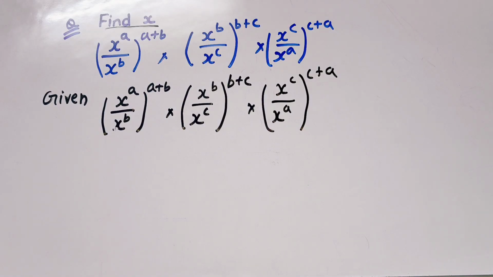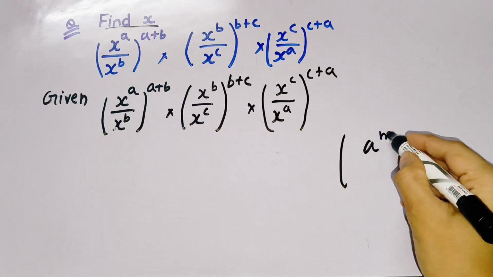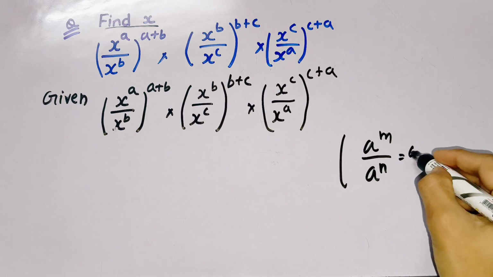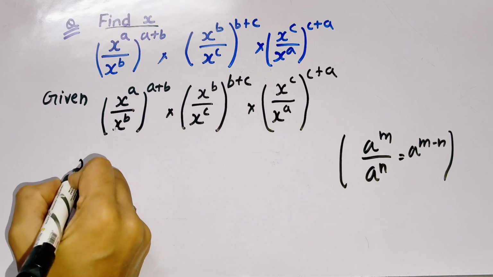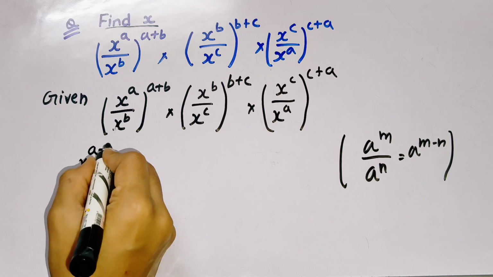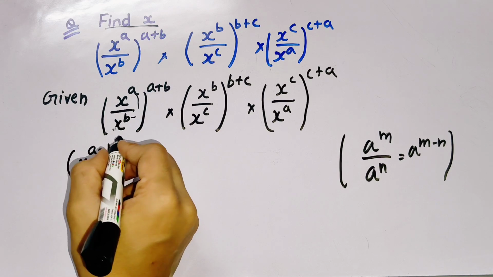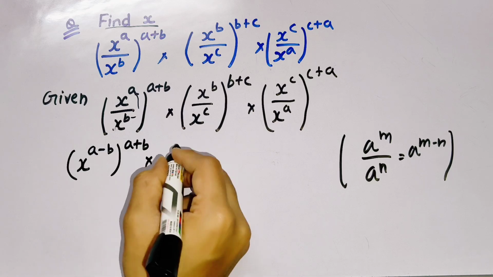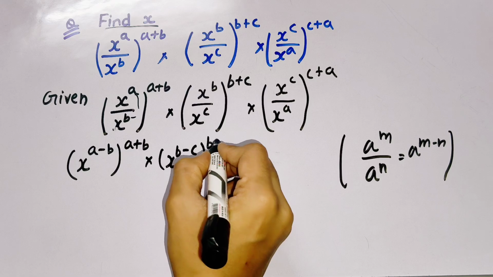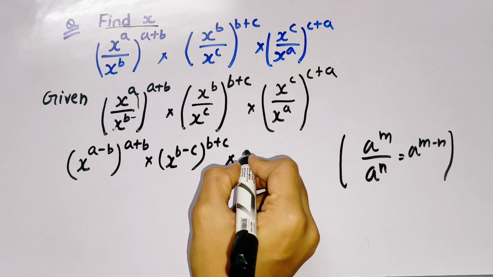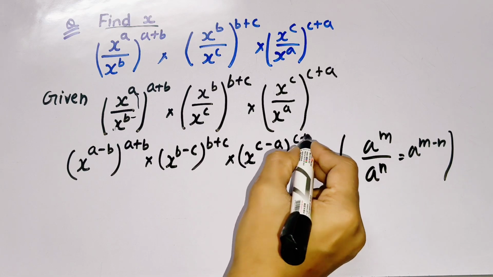So how do we solve? We'll apply a very common rule of exponents, that is a^m divided by a^n equals a^(m-n). So we'll apply this. So (x^(a-b))^(a+b) × (x^(b-c))^(b+c) × (x^(c-a))^(c+a).